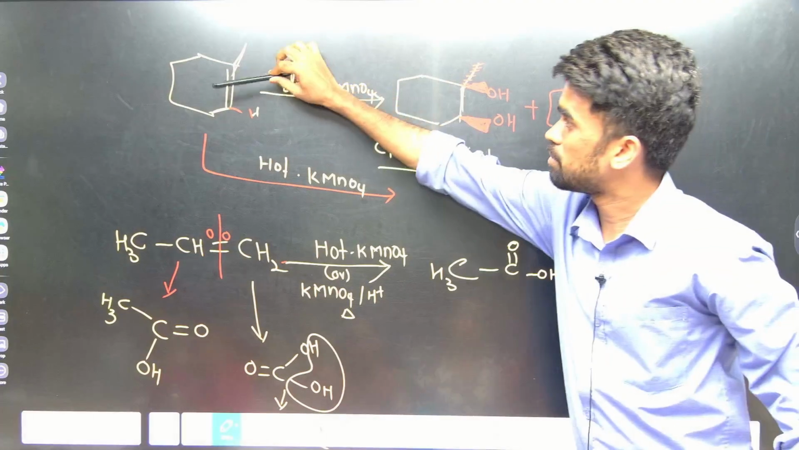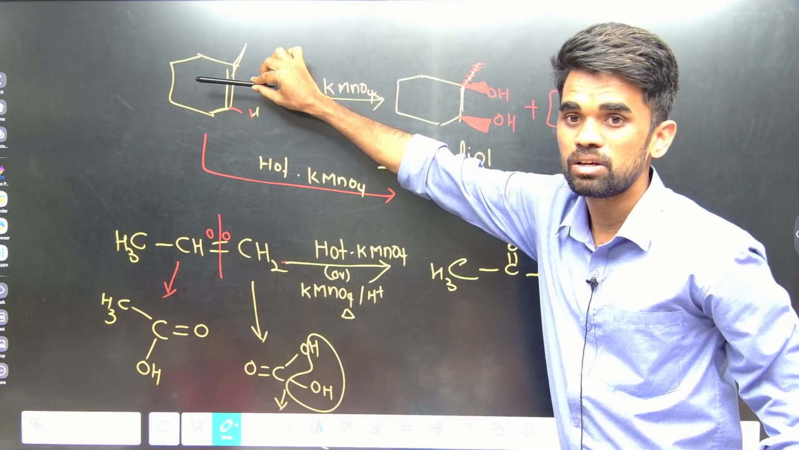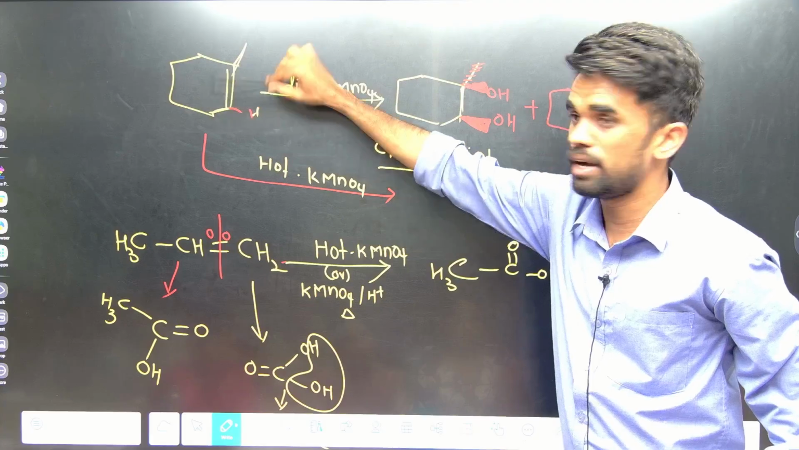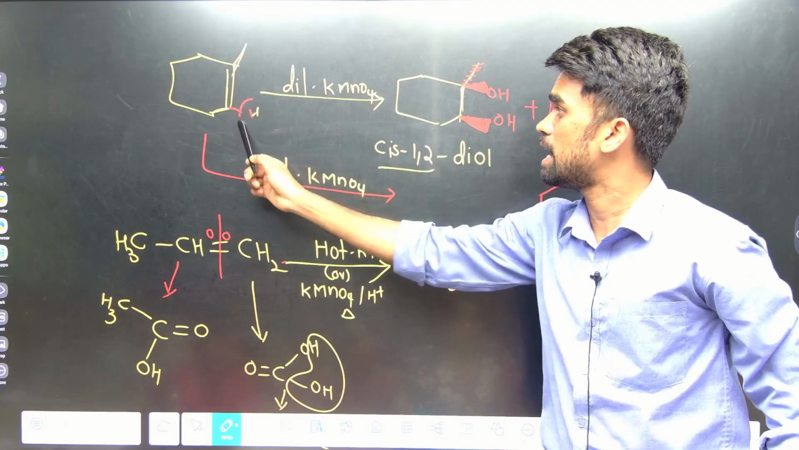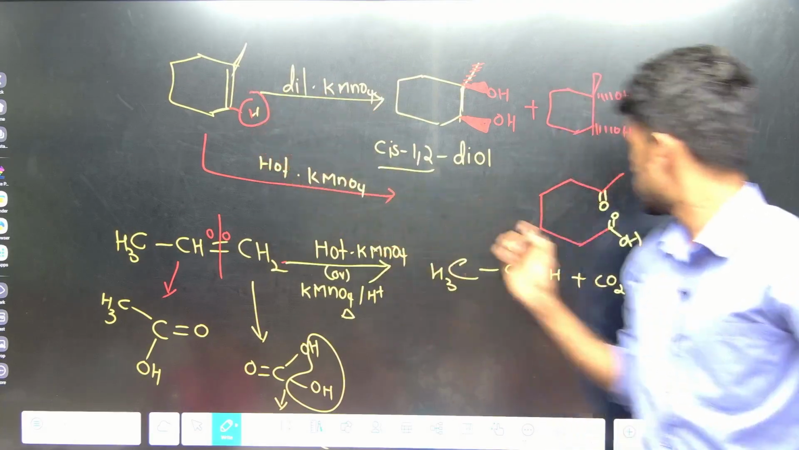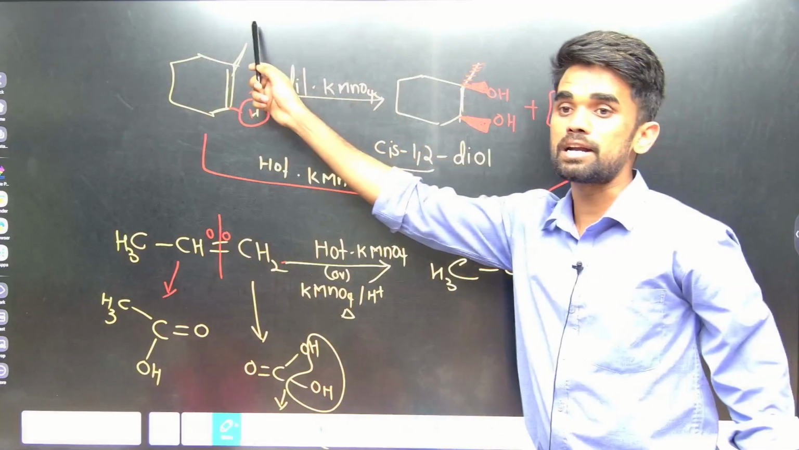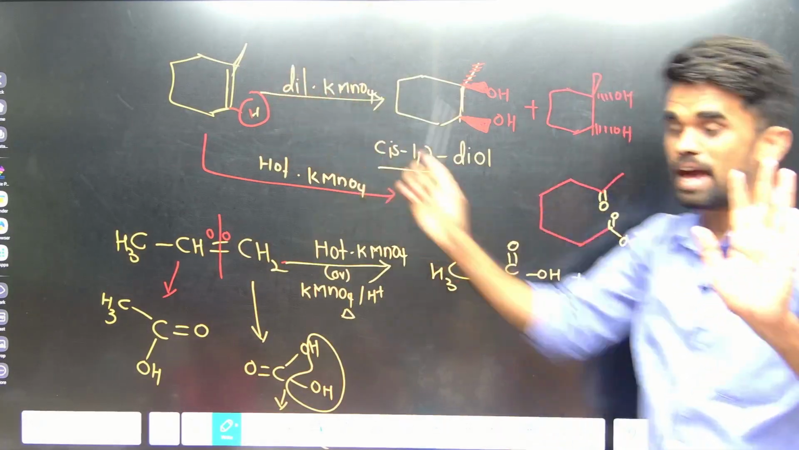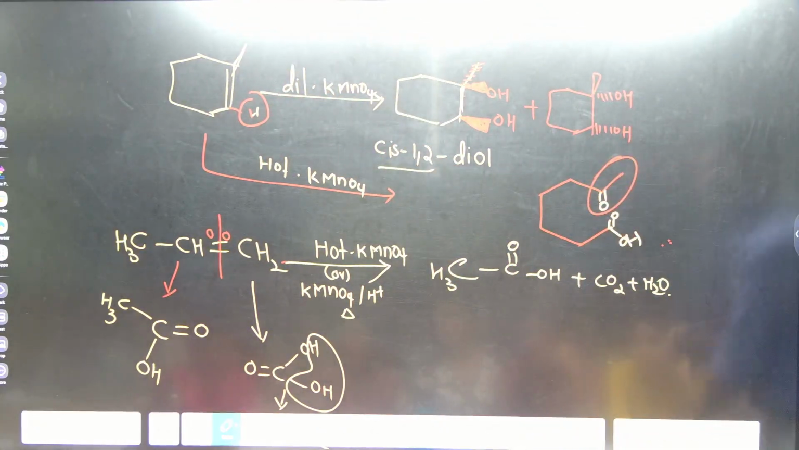Just break this bond. After breaking, what should we do? Double bond, O up and down. Next, if there is any directly attached hydrogen, OH. If an alkyl group is directly attached, don't disturb, keep it as it is, that's it.